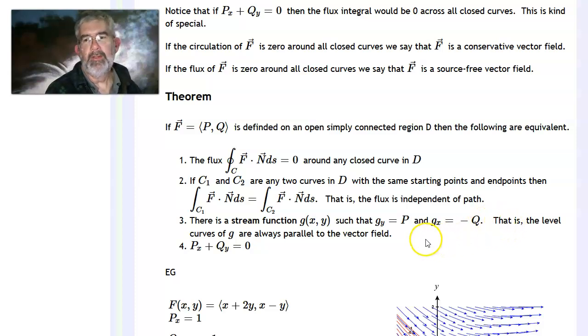That's essentially geometrically saying that the level curves of g are always parallel to the vector field. Right? When you had a conservative vector field, you could find a potential function, and that potential function's level curves would be always perpendicular to the vector field, because the vector field would be the gradient, right? And the gradient is perpendicular to the level curves.